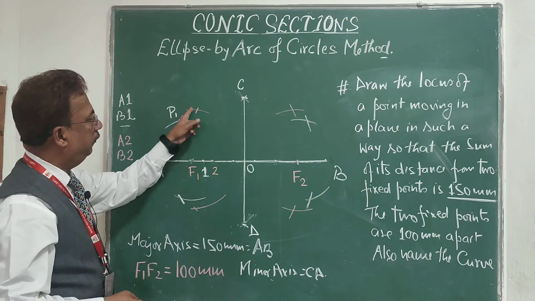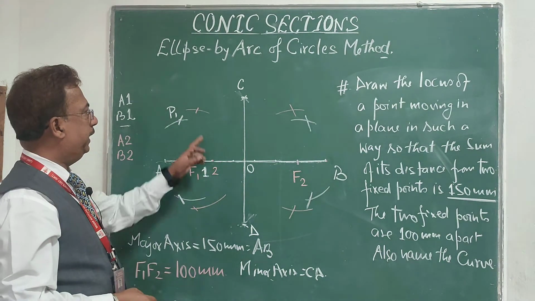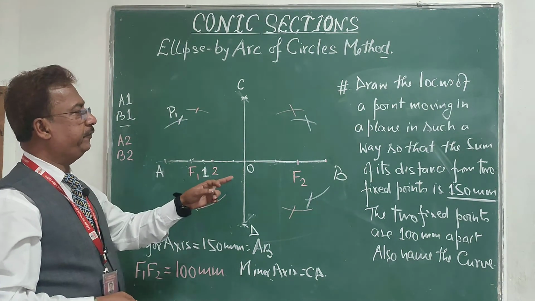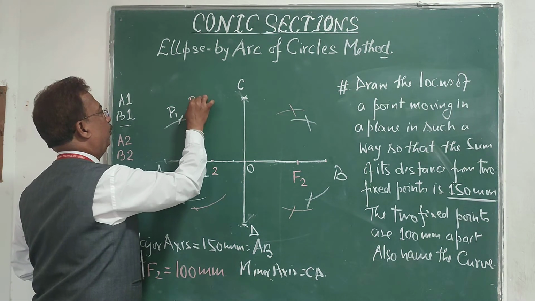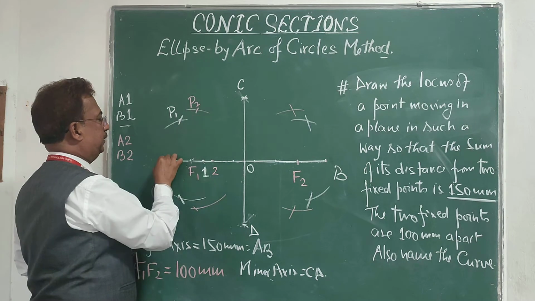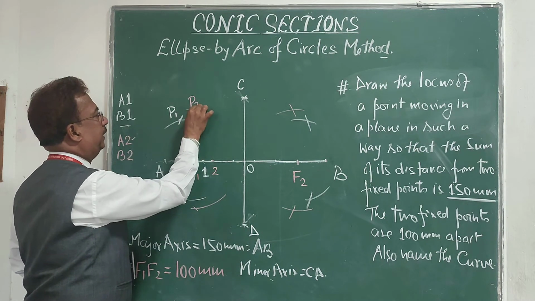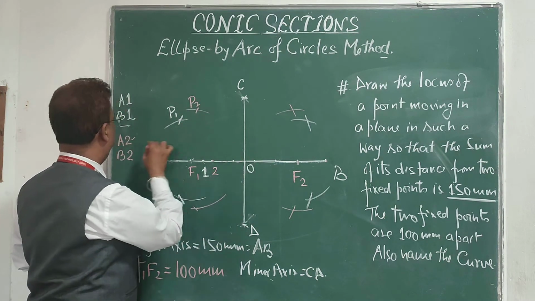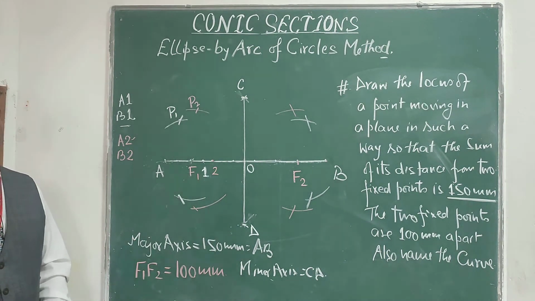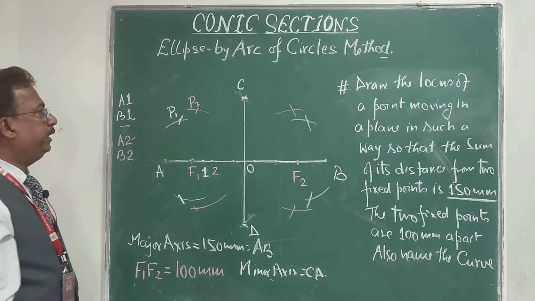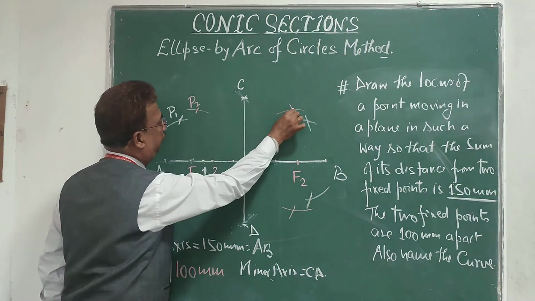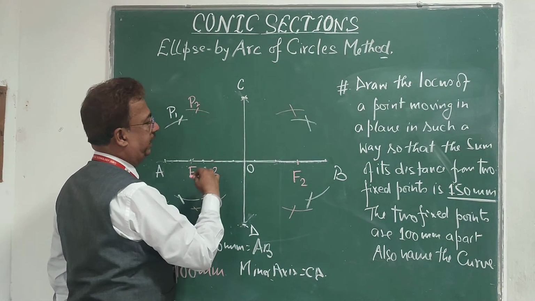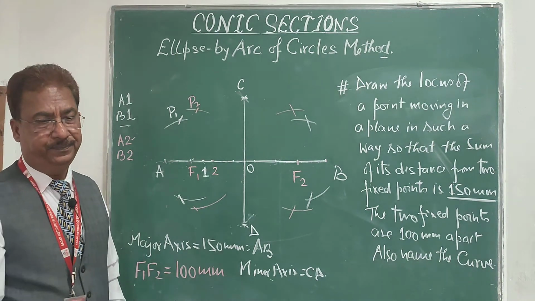Now again we got 4 points. Again for these 4 points the equation will be the same. The distance of this point P2 from F1 is A2, and the distance of point P2 from F2 will be B2, and A2 plus B2 equals AB. So that is also one of the points on the curve. In the same way I got 4 points, 2 on the left side, 2 on the right side.